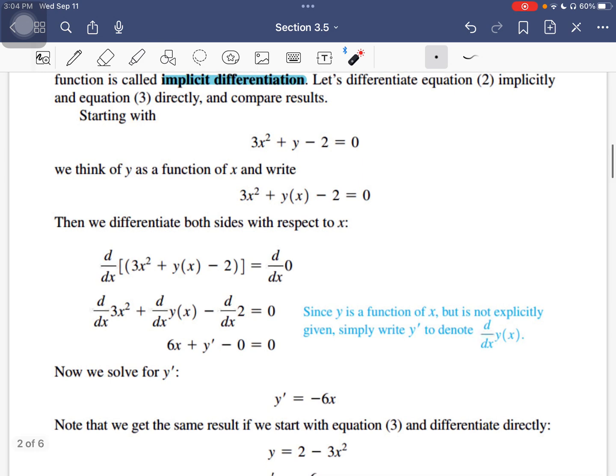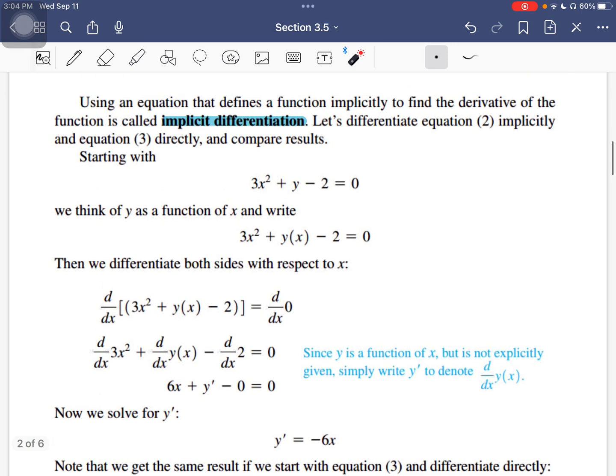And then our last step in this case would be to solve for y prime. And so we can do that just by subtracting a 6x on both sides, and so we get y prime is equal to minus 6x. Okay, so that's how we would find y prime with implicit differentiation, or dy dx.